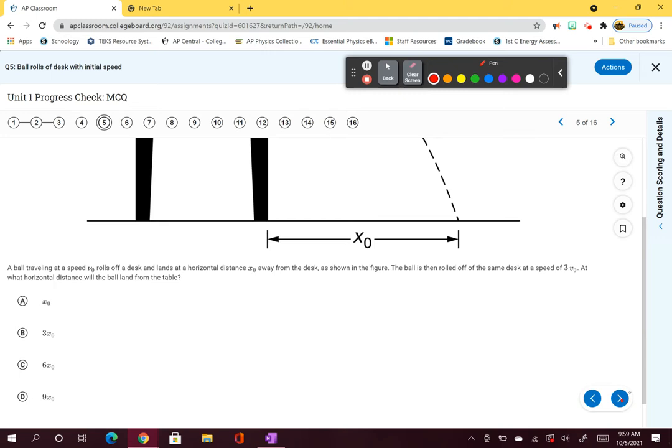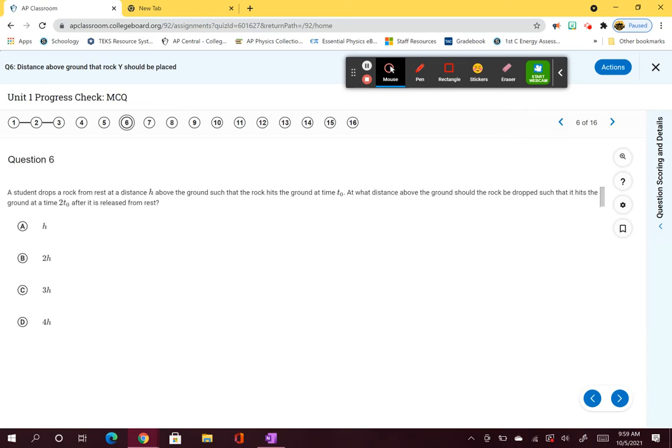Next question. I'm going to go back to maps. A student drops a rock from rest at a distance h above the ground, such that the rock hits the ground at time t0. At what distance above the ground should the rock be dropped such that it hits the ground at 2 t0 after it's released from rest.